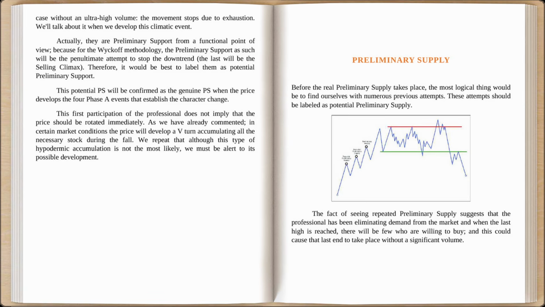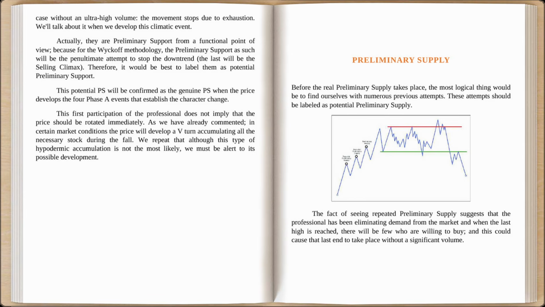Actually, they are preliminary support from a functional point of view, because for the Wyckoff methodology, the preliminary support as such will be the penultimate attempt to stop the downtrend, the last will be the selling climax. Therefore, it would be best to label them as potential preliminary support. This potential PS will be confirmed as the genuine PS when the price develops the four-phase A events that establish the character change. This first participation of the professional does not imply that the price should be rotated immediately.